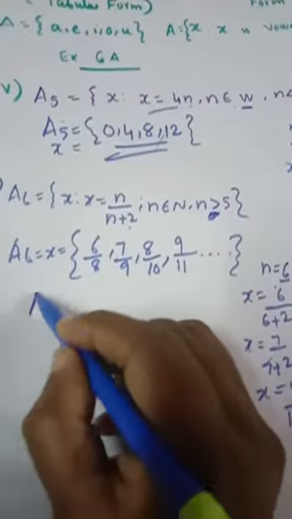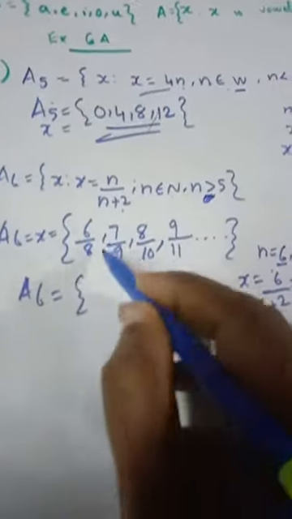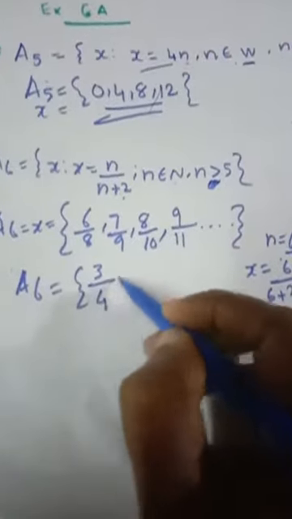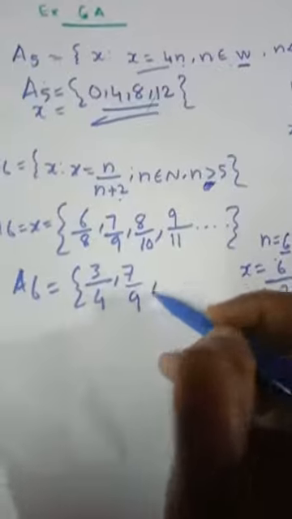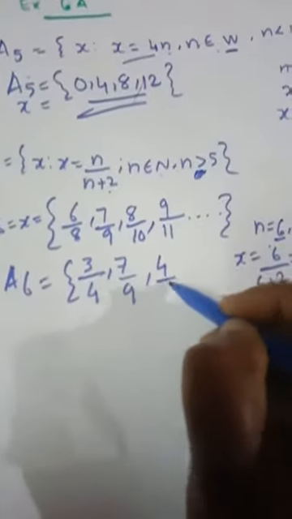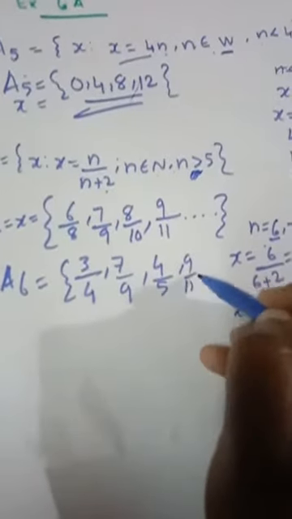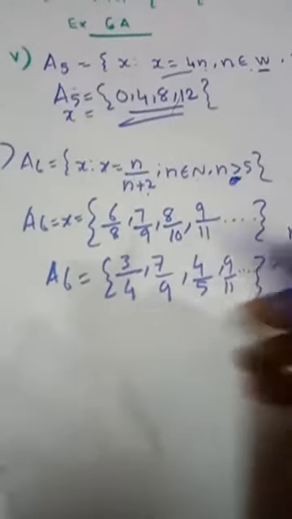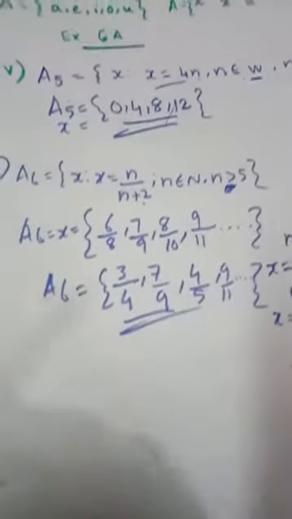Once again we can write A6 is equal to 6 by 8, do the cancellation, 3 twos are 6, 4 twos are 8, so 3 by 4, 7 by 9, 8 by 10 becomes 4 by 5, 9 by 11, etc. Don't forget to write the etc. So this is the answer. Clear?